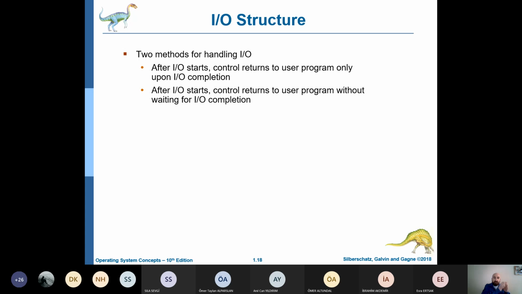we have to wait for that job to get done before returning control. And in the second one, we can start the I/O and return the control immediately without waiting for the completion of that job, that process. So these are two different I/O structures, or two different methods for handling I/O.